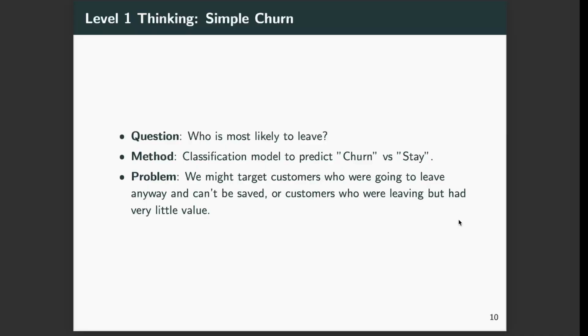Level 1 thinking is what most people naturally do when they first approach a churn problem. The question they ask is, who is most likely to leave? To answer this, they build a binary classification model that predicts churn versus stay for each customer. The model takes in customer features, usage patterns, billing history, customer service interactions, contract length, and outputs a churn probability. Customers with high churn probability are flagged for intervention, perhaps a retention offer, or a phone call from the customer service team.